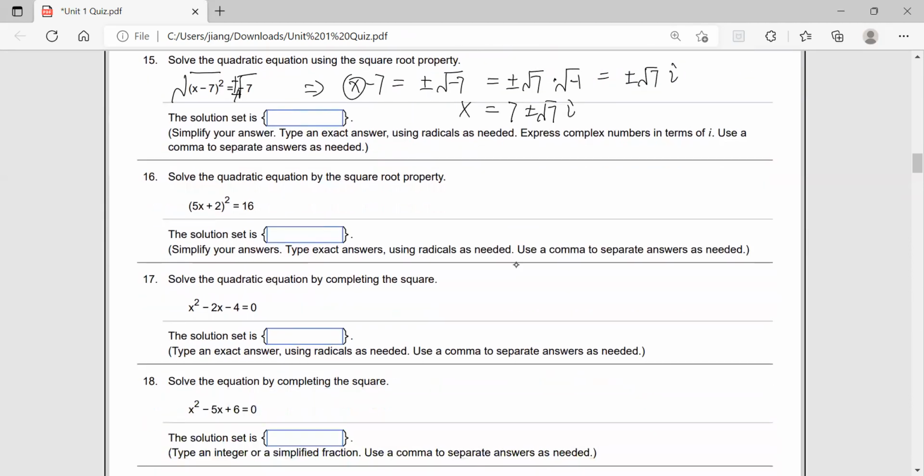Next one is the same. Take the square root of both sides. So 5x plus 2 equals square root of 16. Don't forget positive or negative. That's positive negative 4. And then we have two cases. One case is, the solution equals 4. That means 5x plus 2 equals positive 4. So solve this, add 2 to both sides. Oh, sorry, subtract 2.